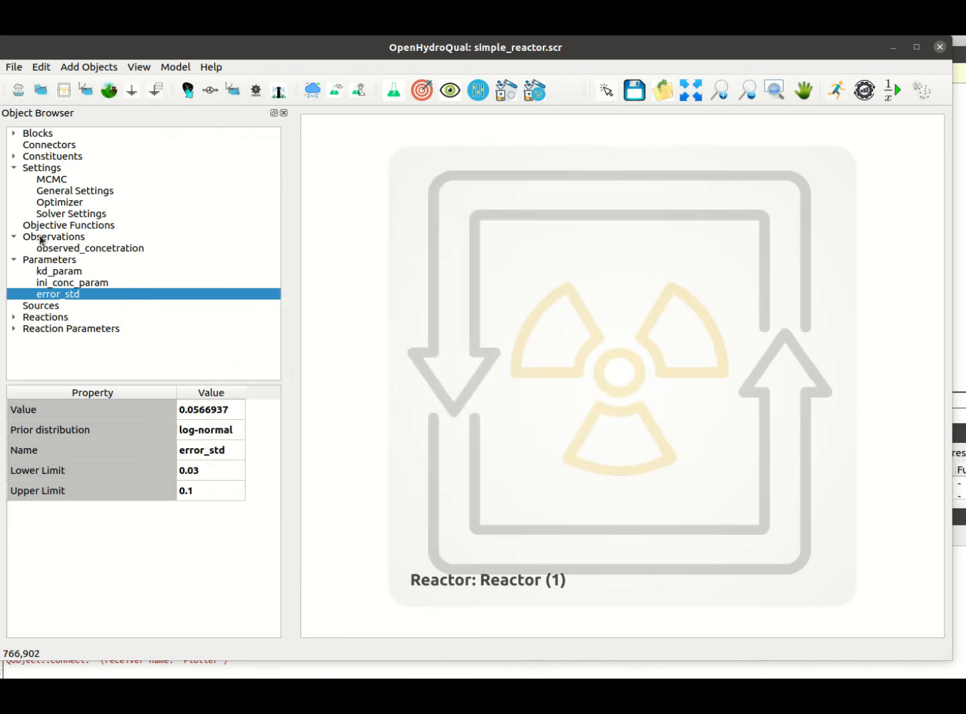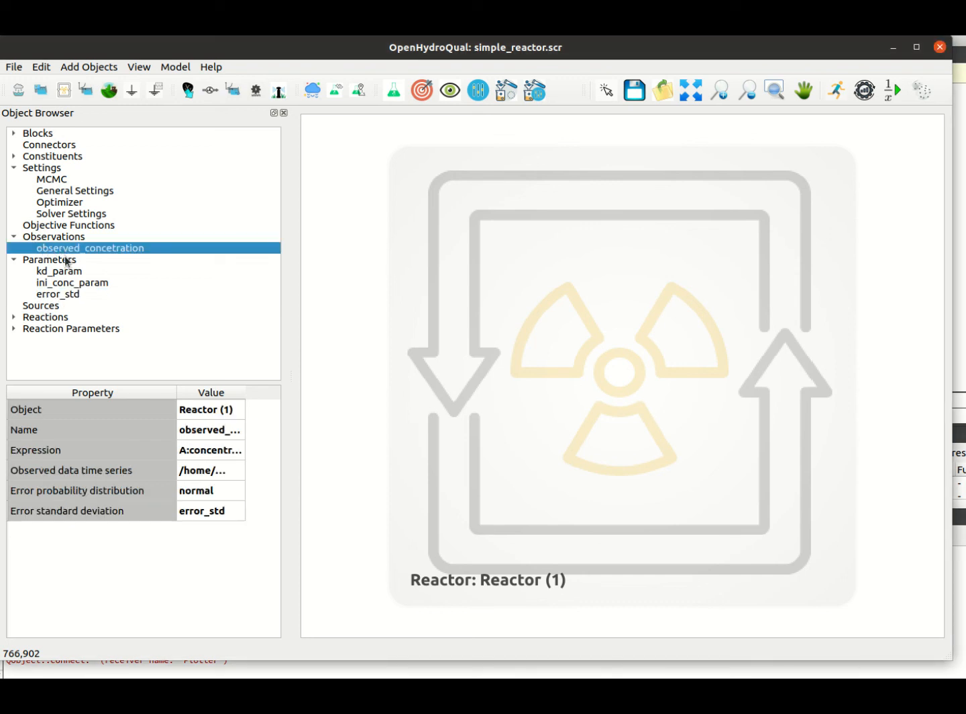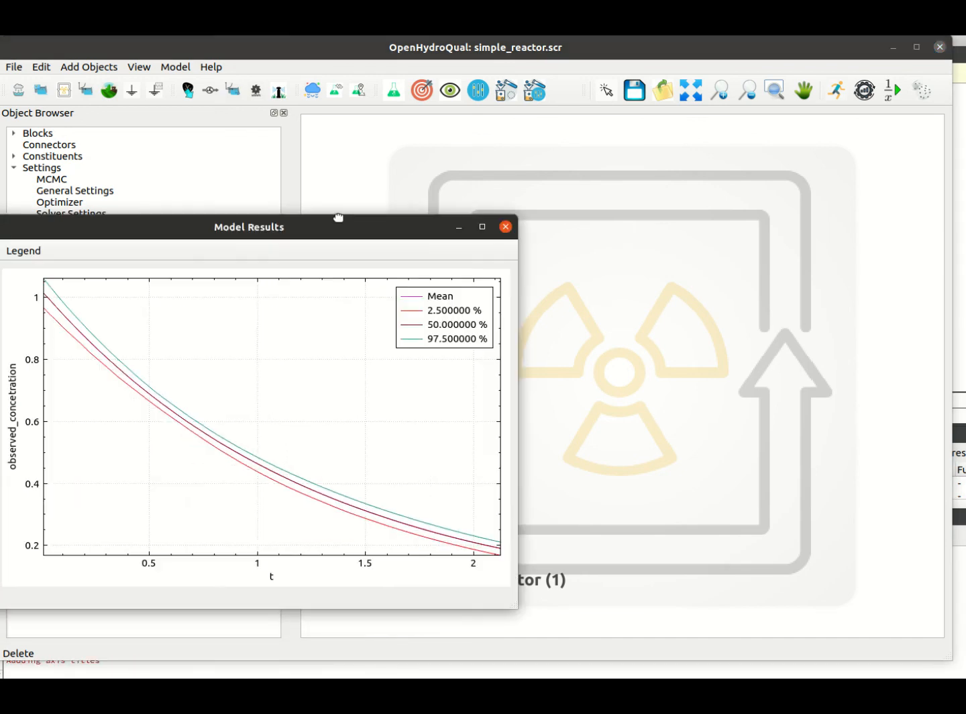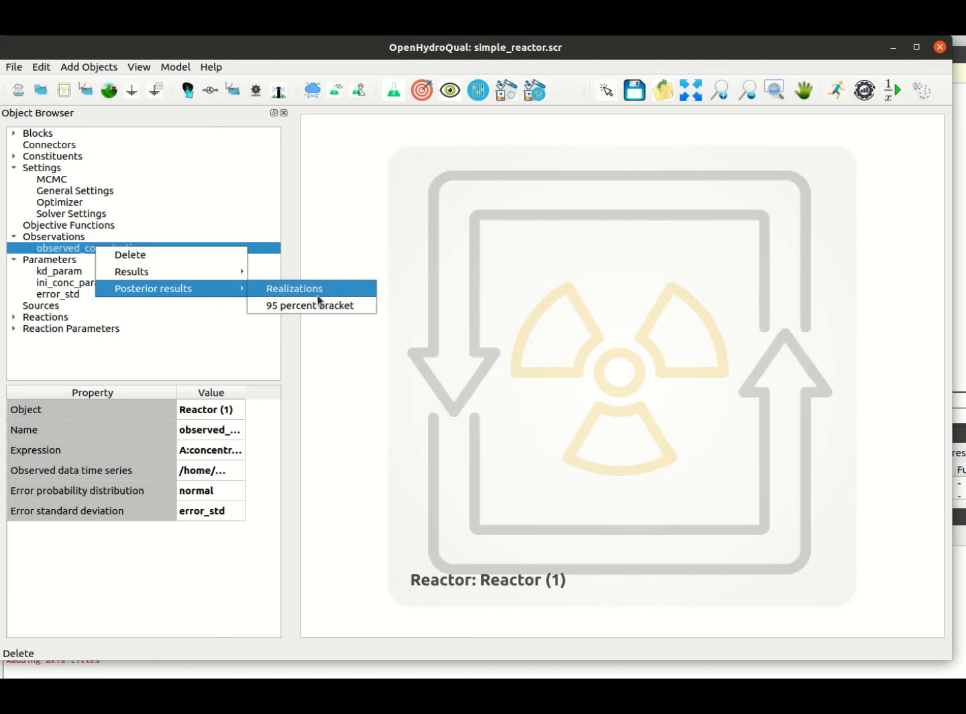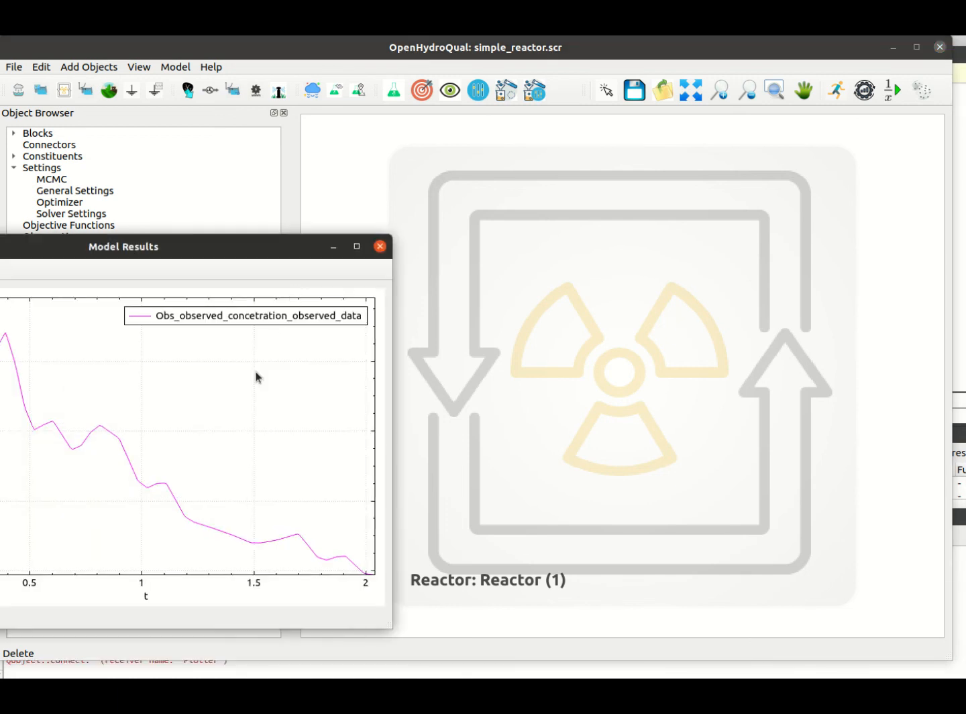We can also look at the prediction interval. If I right click on observed concentration, I can look at the 95% bracket of prediction. If I click on this one, this is what you will see. This is the range of predictions, the 95% range of predictions. I can compare this with my observed data. So if I copy observed data, this is what we have.